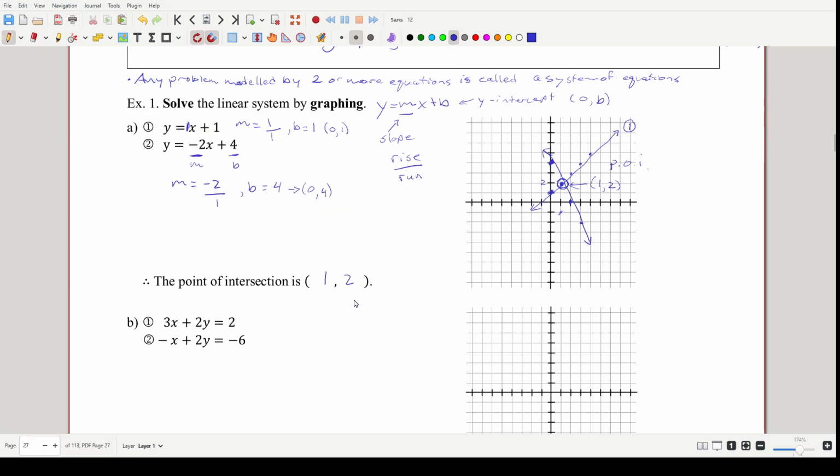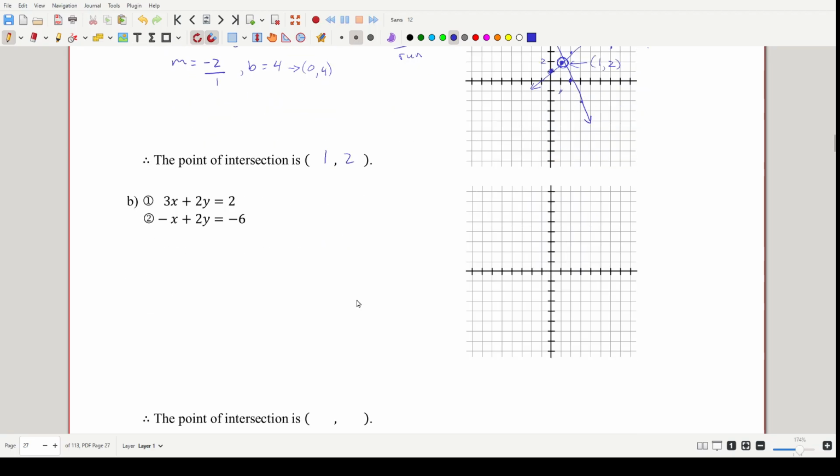So let's go try another one. These equations are a little bit less pretty, so we have to do a little bit of work to make this one work because they're not in slope-intercept form right now. We could try another way. We could do x and y intercepts. We could do a table of values. But rather than do that, we'll just rearrange it. And we're going to force it into the format of y is equal to mx plus b.